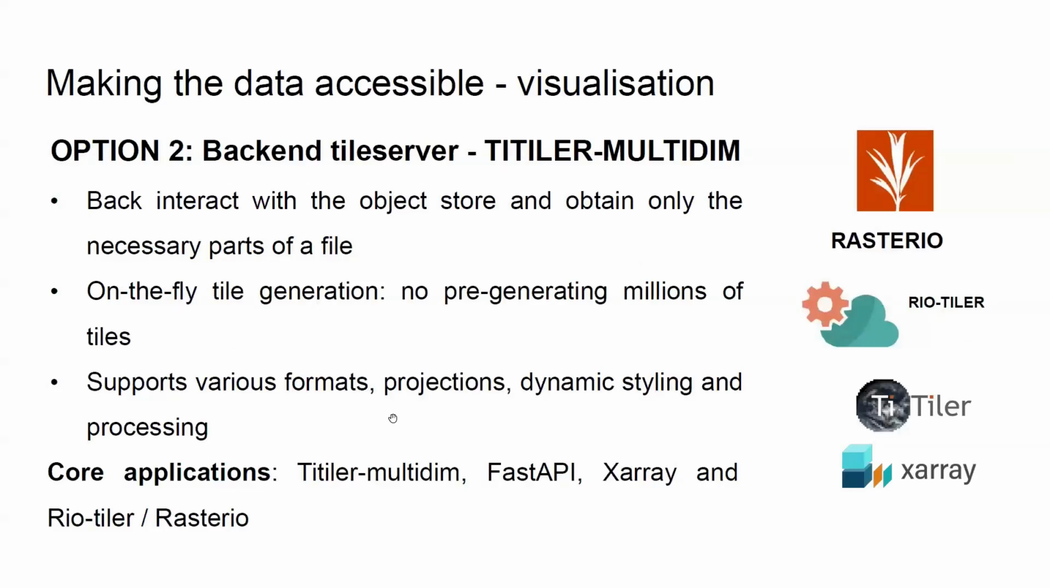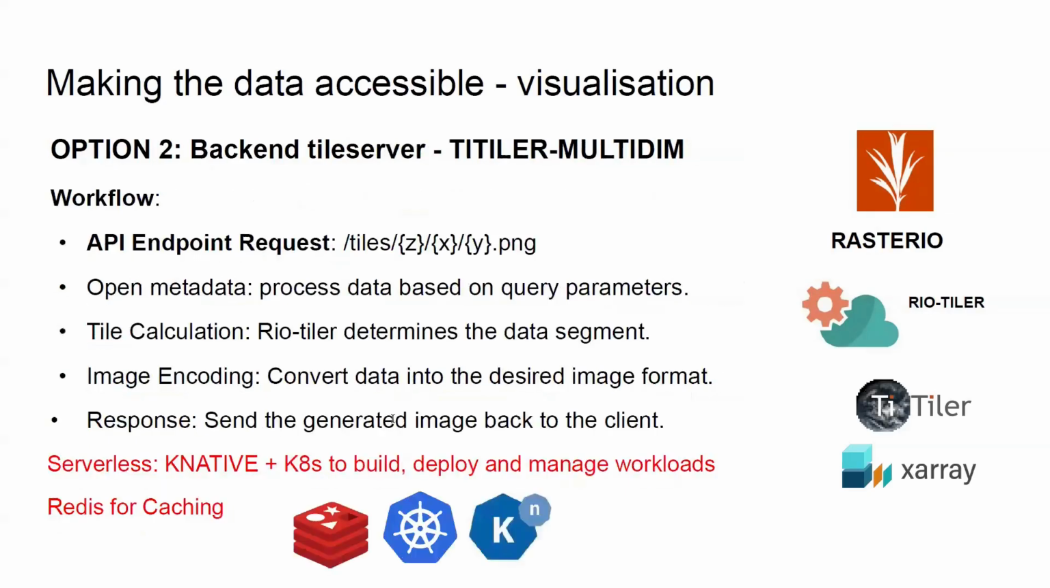The second approach is using a backend tile server. In this case, my approach is based mainly on a modified version of Titiler. The backend interacts with the object store, gets the part of the file that it needs, and then generates the tiles on the fly. Because it uses Python as the backend with FastAPI, XArray, rio-tiler, and rasterio, it supports various formats, projections, dynamic styling, and processing. So you can get all the power of Python. We don't need to be stuck with JavaScript.